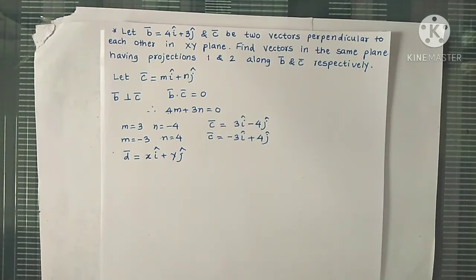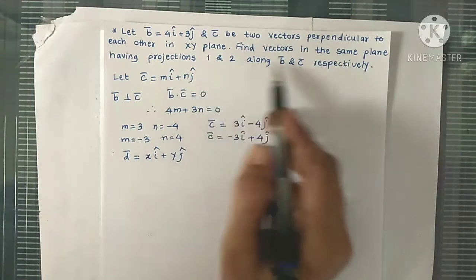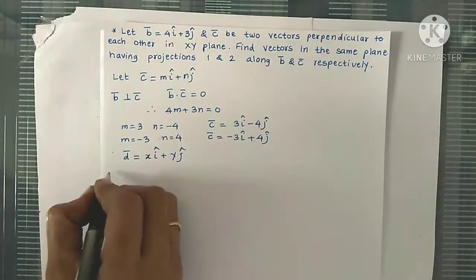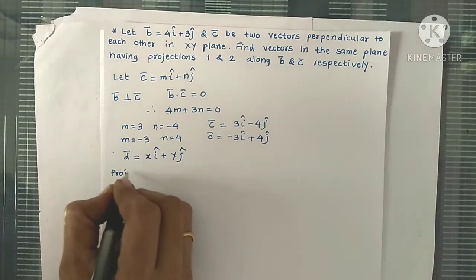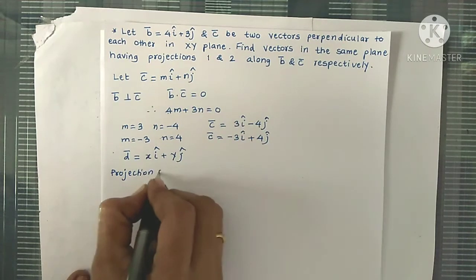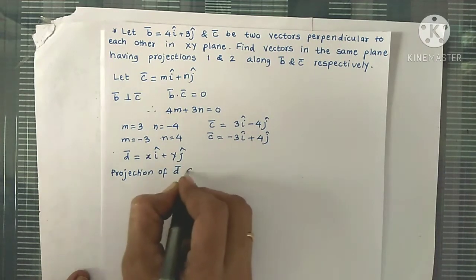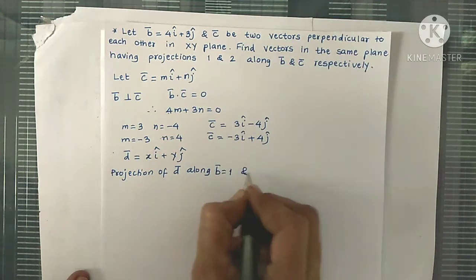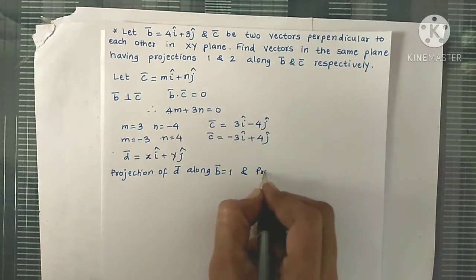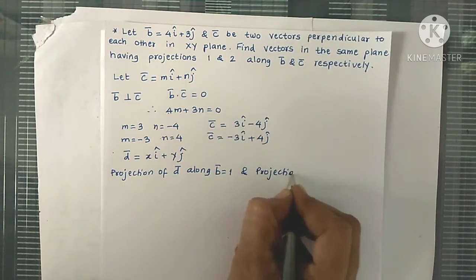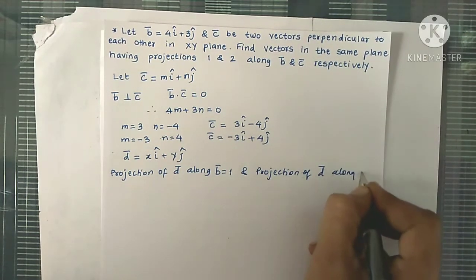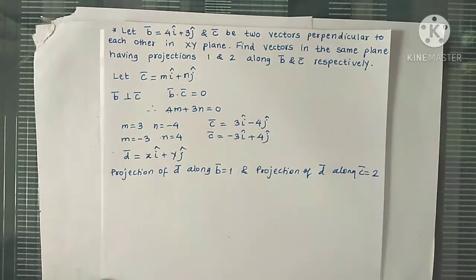So d bar is xi plus yj, which lies in xy plane, and the projection of this d bar along b bar is 1 and along c bar is 2. So let's use that. Projection of d bar along b bar equal to 1, and projection of d bar along c bar equal to 2. This is given.